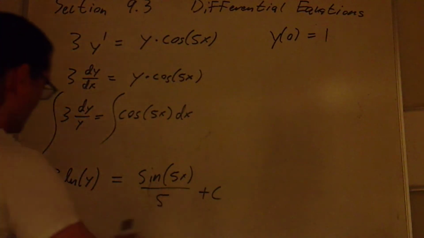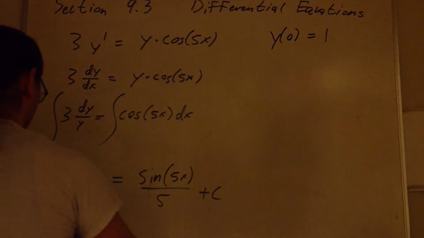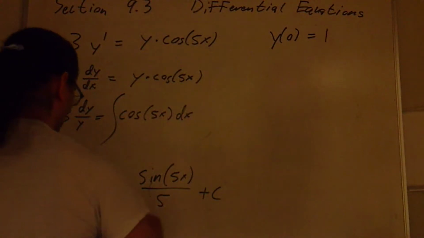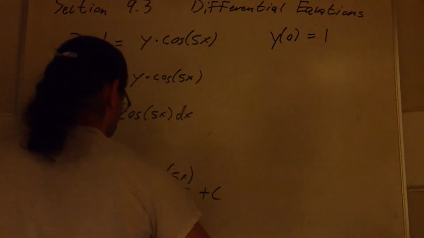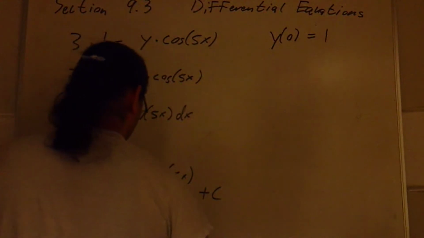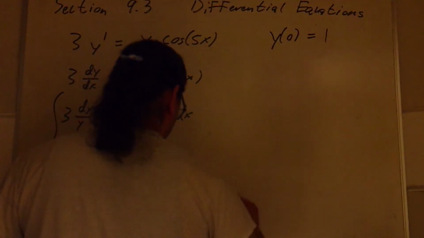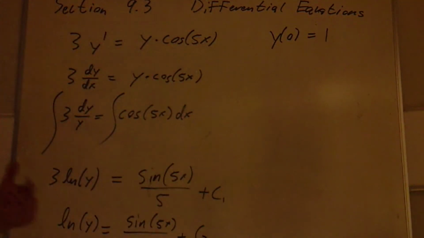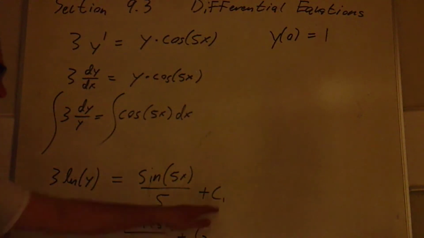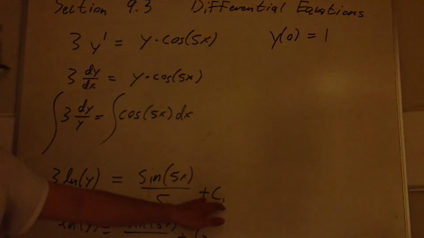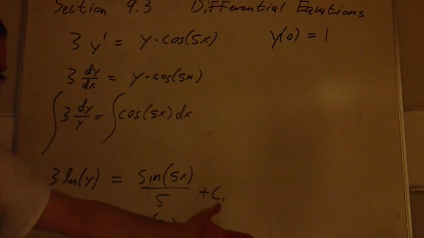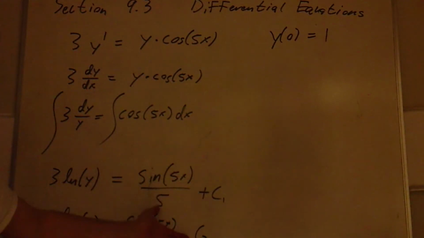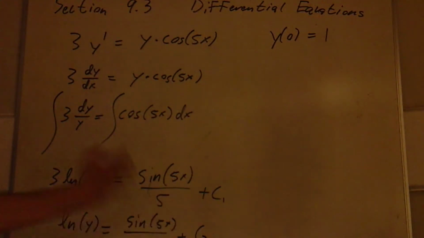I need to divide both sides by 3. That'll give me the natural log of y equals the sine of 5x over 15 plus some other constant. Again, when you do arithmetic to this constant, it will become a different constant, probably whatever the first one was divided by 3. Don't care. I'm just going to label it as a different constant, and it's still just as arbitrary.